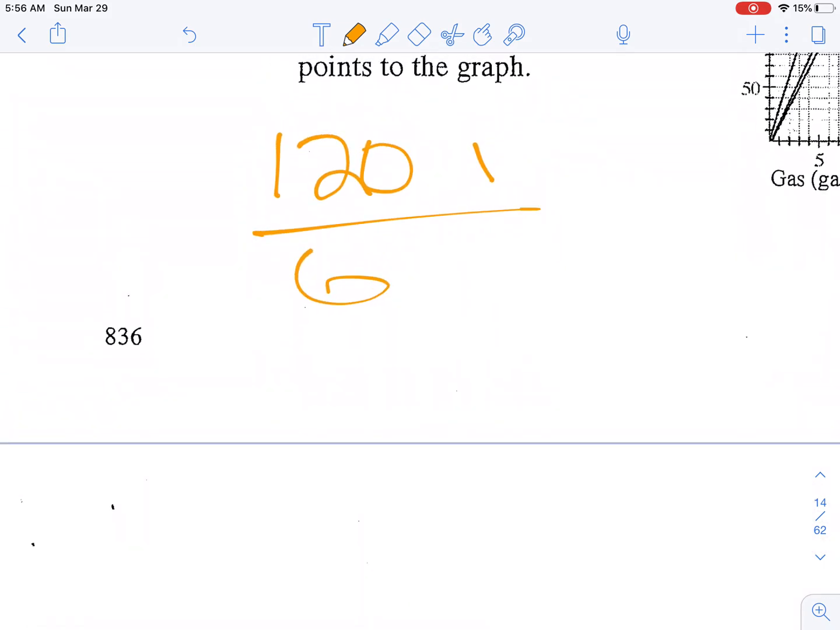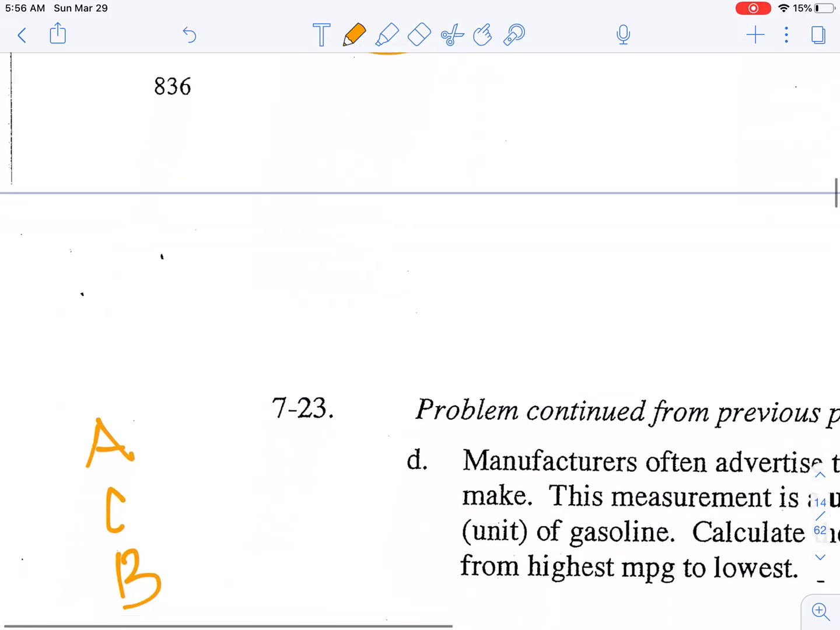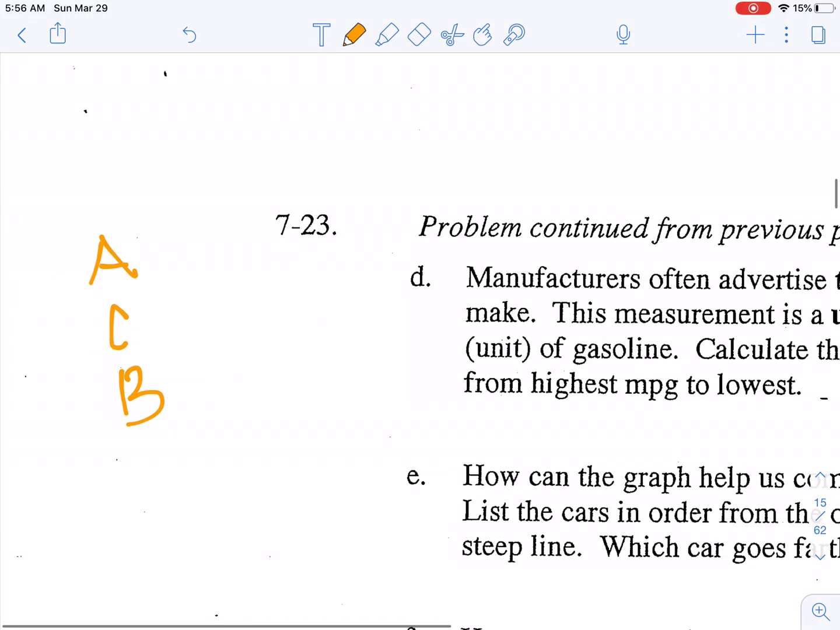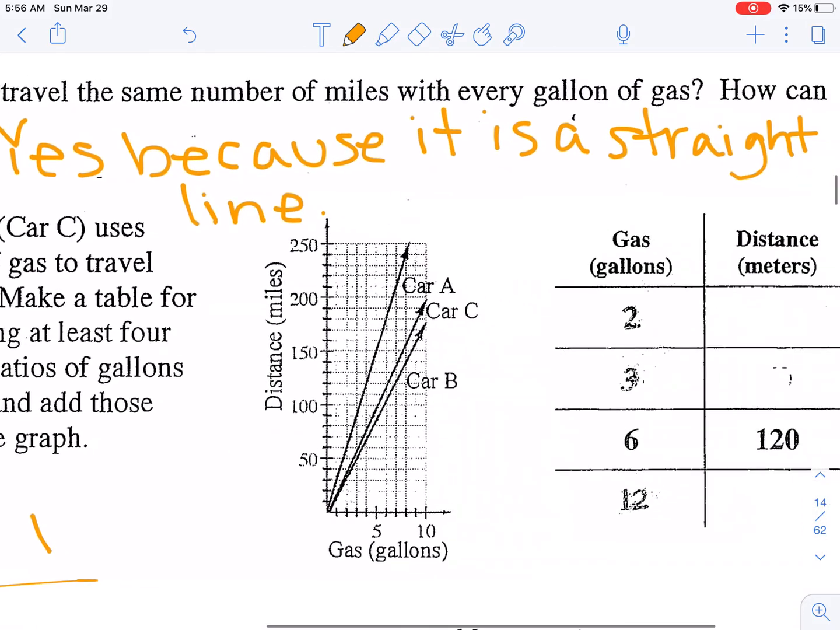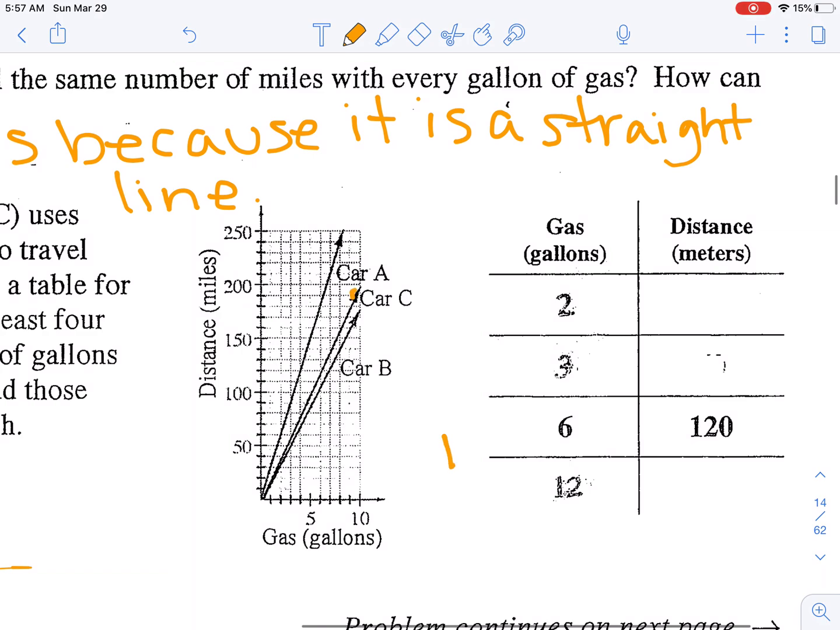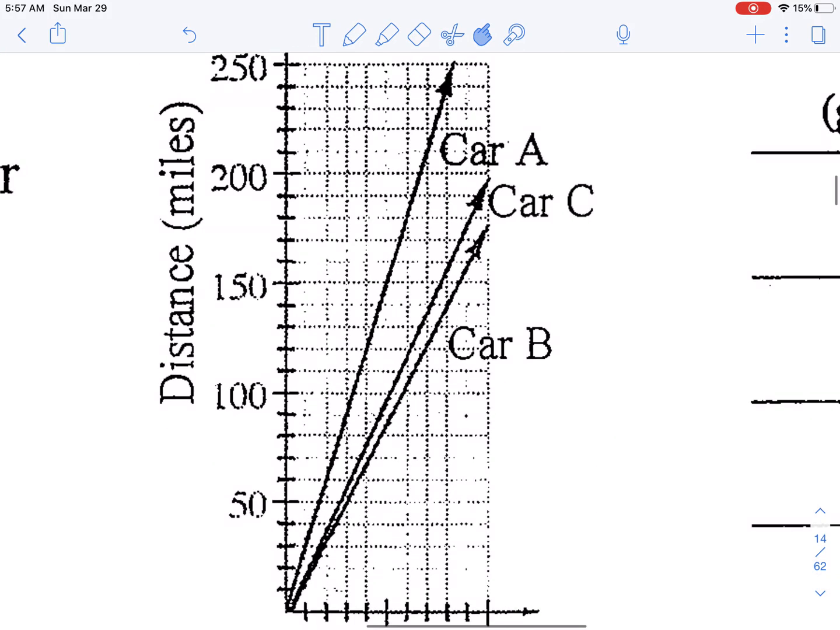So car C goes 120 miles on 6 gallons. Can we simplify that? Yes. So it goes 20 miles per gallon. Now we have to find A and B from the graph. It might be easier to use this graph than the other one, because it has some grid lines on it.